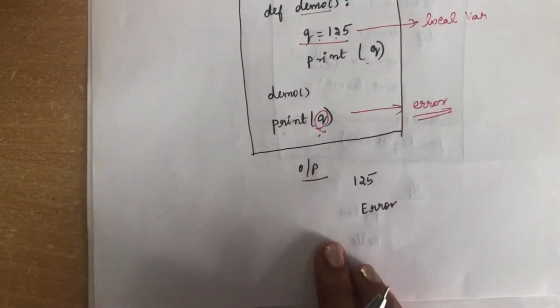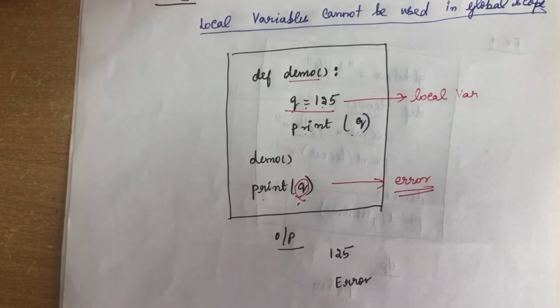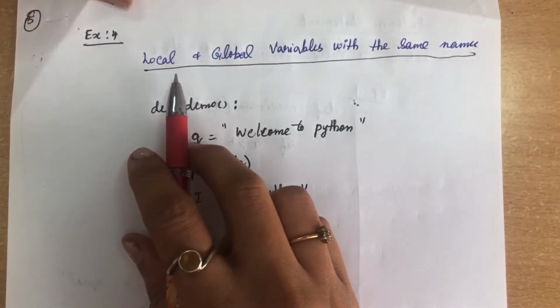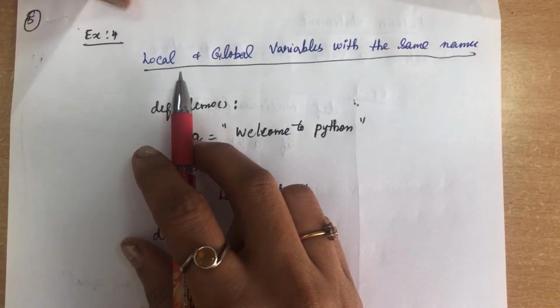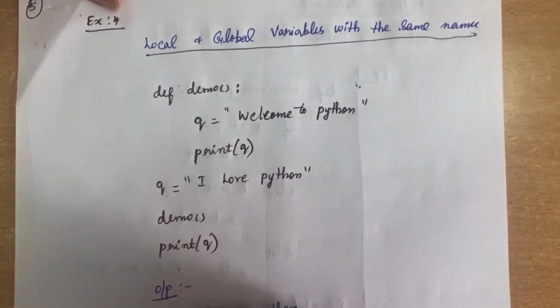Okay, this is the output you'll get. You'll get an error when you execute this program. Okay. Next example, we are going to see what happens if both the local and global variables have the same name. Okay, we will see the example for that.